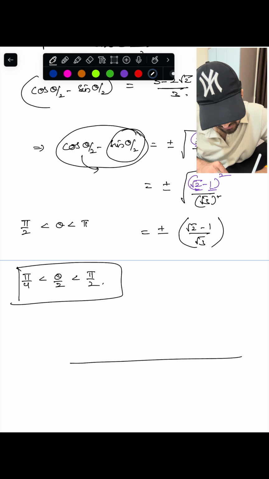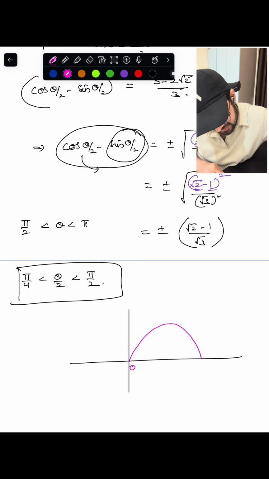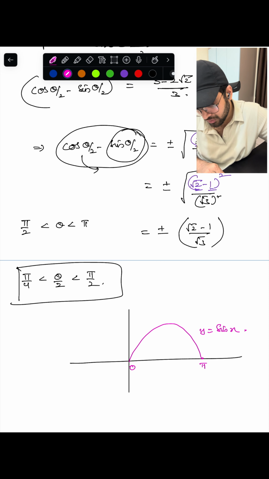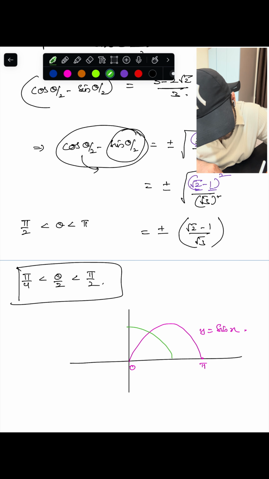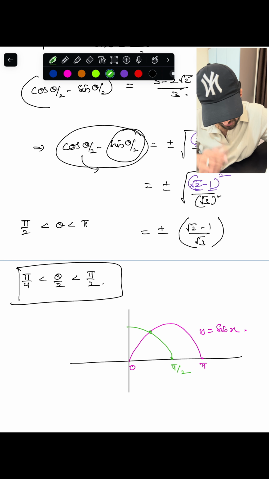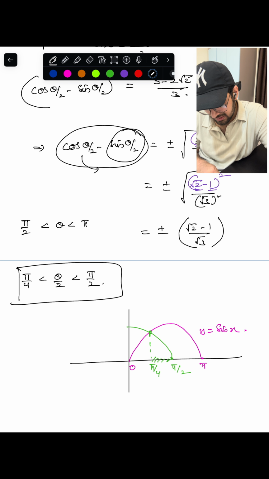How can we say? Sir, how can we say? Just draw a rough graph of sin x. So let us say this is sin x, right? This is 0, this is pi. Y equals sin x. Now I am plotting cos x. Cos x is this. So this is pi by 2, this is 0. Here the point of intersection is at pi by 4. Now if you see in the region pi by 4 to pi by 2, which one is on the higher side? Sin x, right? And cos x is on the lower side.